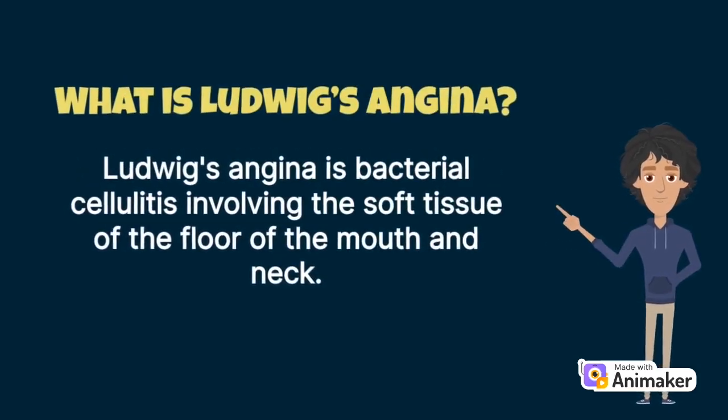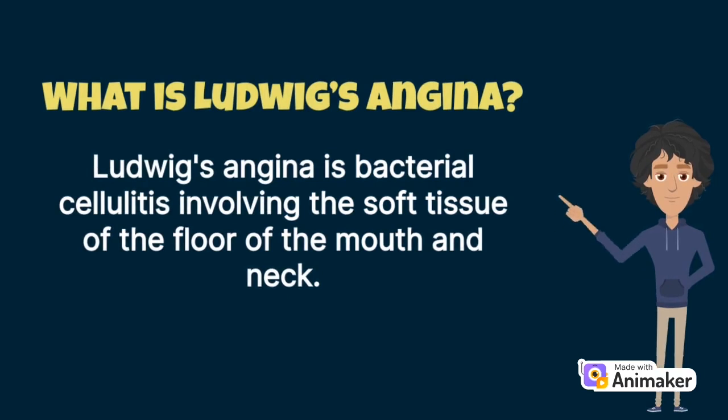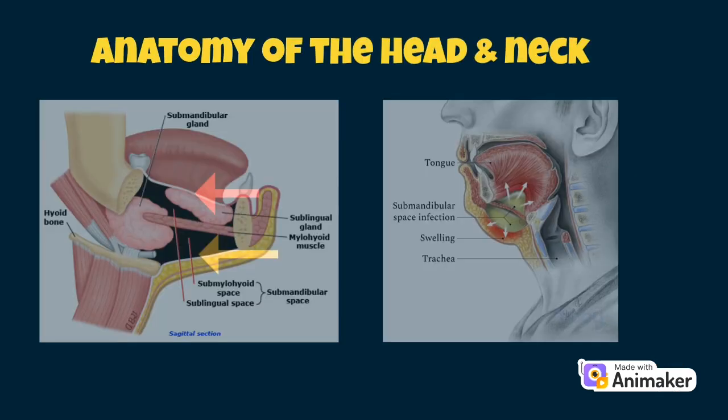What is Ludwig angina? Ludwig angina is a bacterial cellulitis involving the soft tissue of the floor of the mouth and also the neck. To understand better the extension of the infection, let's look at the anatomy of the head and neck. Ludwig angina is an infection which will spread into the submandibular space.